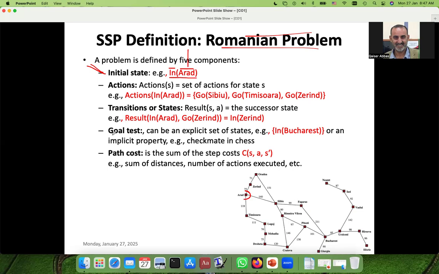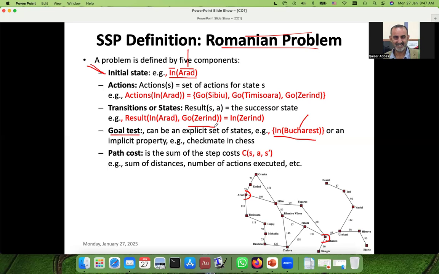And what is the goal state? Bucharest is the goal state. It is given in the case study. So that's why I can write in Bucharest. When the agent is in Bucharest, that would be the goal. So when the goal is given to us, that is called explicit. Okay, explicit goal. So it is given in the problem.